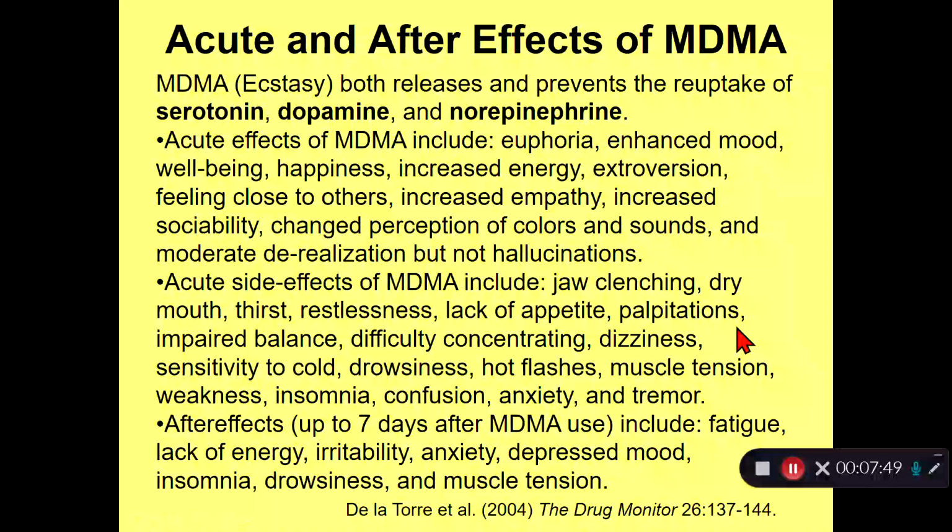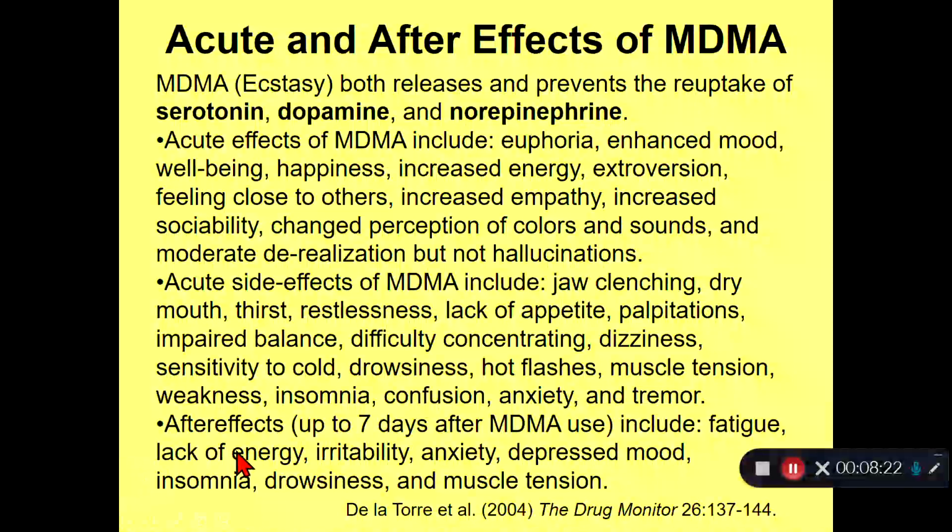Things that are mostly annoying, but some can be serious, like hot flashes, for example. There are deaths associated with acute ingestion of ecstasy, due mainly to overheating and dehydration. So individuals who use ecstasy, and you shouldn't because it's dangerous and against the law, need to be careful that they don't get overheated and that they maintain hydration.